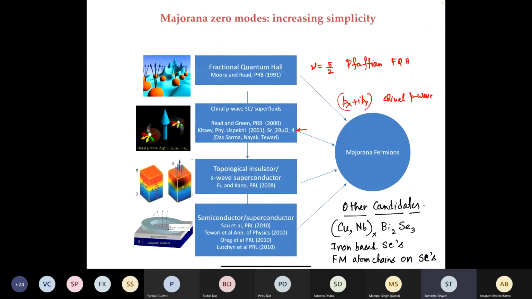There are other candidates, some of which you were mentioning in the previous tutorial. One of them is copper doped bismuth selenide. So bismuth selenide is, of course, a strong topological insulator. If you dope it, then it becomes superconducting. It is supposed to be a time reversal invariant topological superconductor, which is in class DIII. That's actually different from the semiconductor superconductor heterostructure, that is in class D.